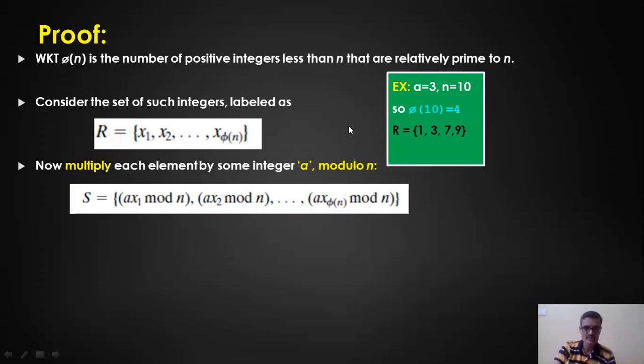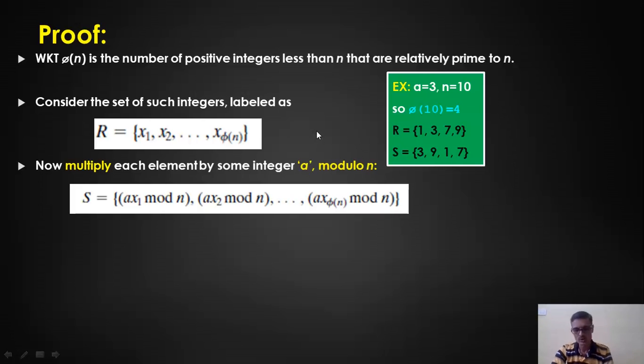Let's just look at this example. So this is what I have done. I have got S here by multiplying with a, that is 3, and reducing by n, that is 10. What I'm getting here is 3, 9, 1, 7, which is nothing but a permutation of R itself, right?